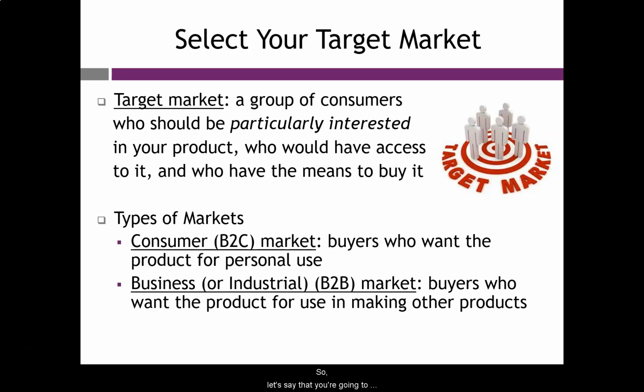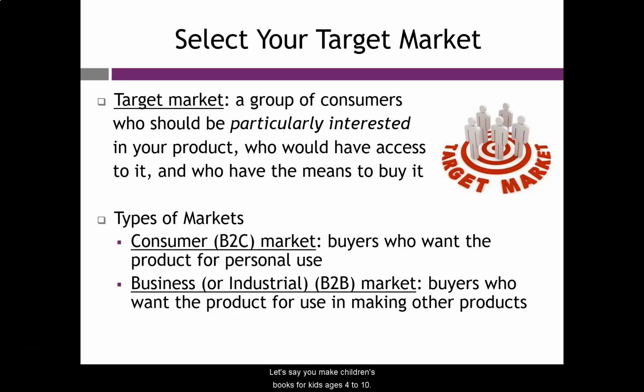So let's say you're going to appeal to students. You have to make it even more narrow than that, because not all students will have access to it. If you have a shop in Rockville, Maryland, students in Omaha, Nebraska, or Los Angeles, they don't have access to it. So you're going to need to narrow it. So not just students, but what specific type of students have access to it. Secondly, and who have the means to buy it.